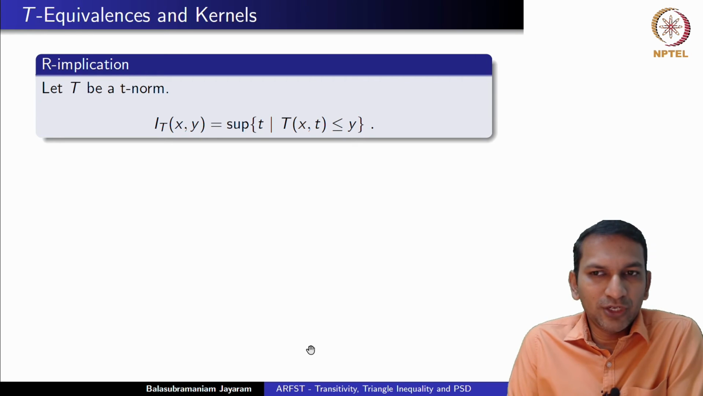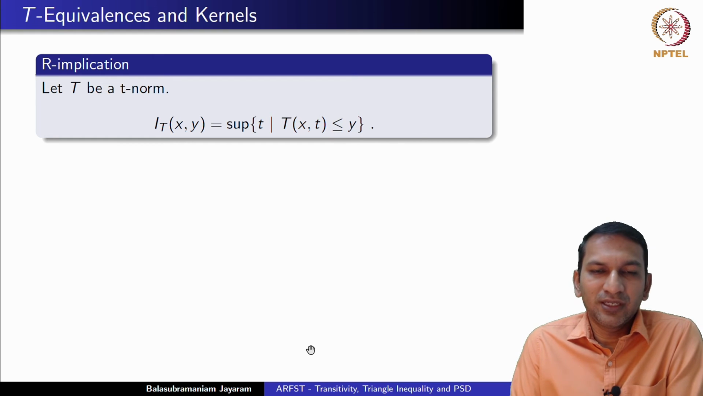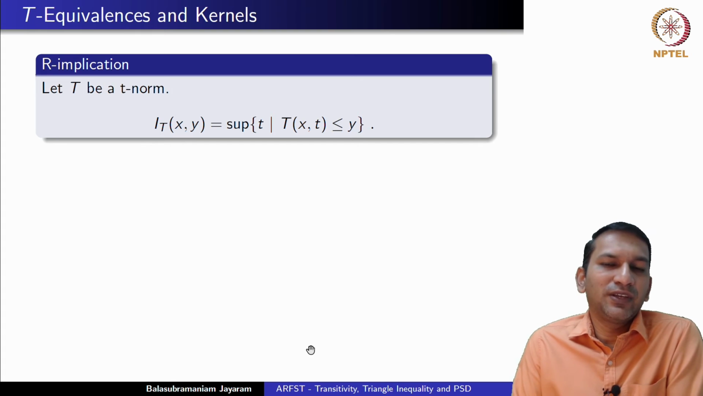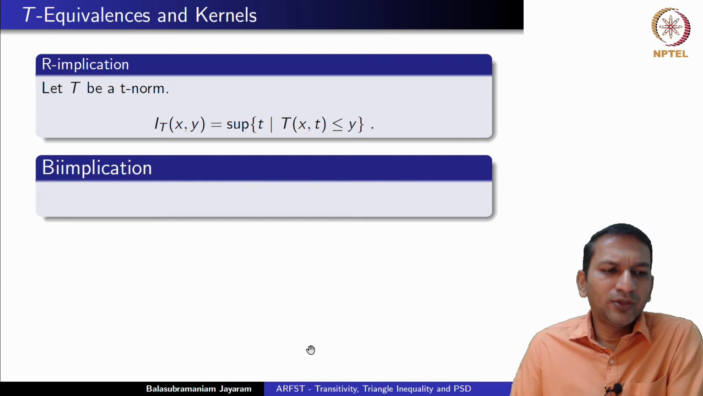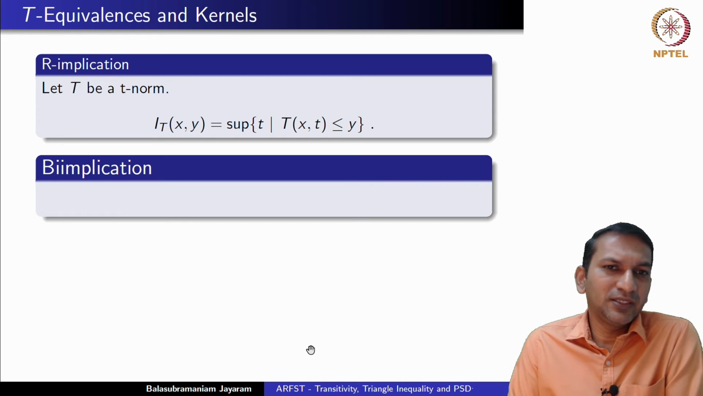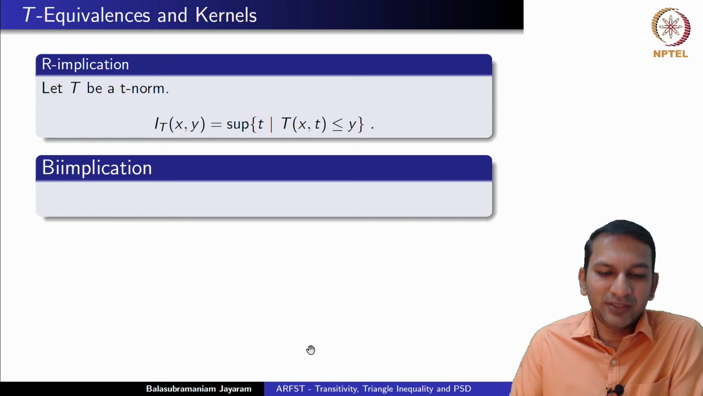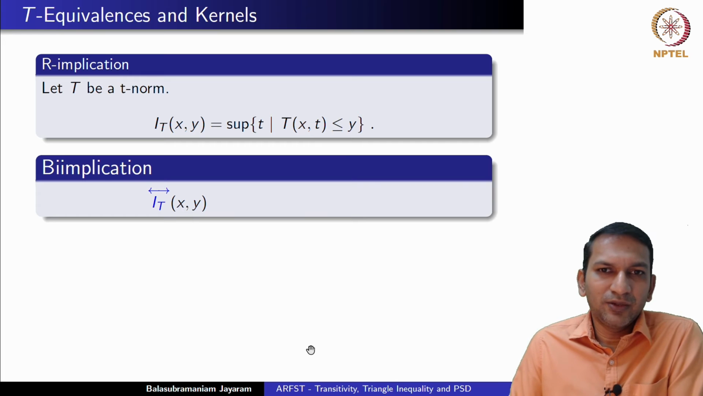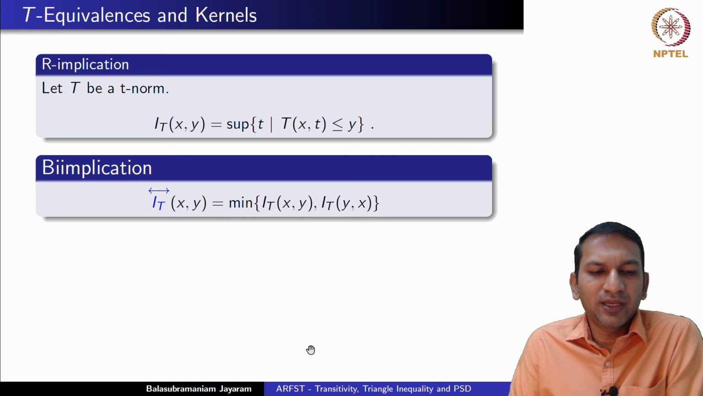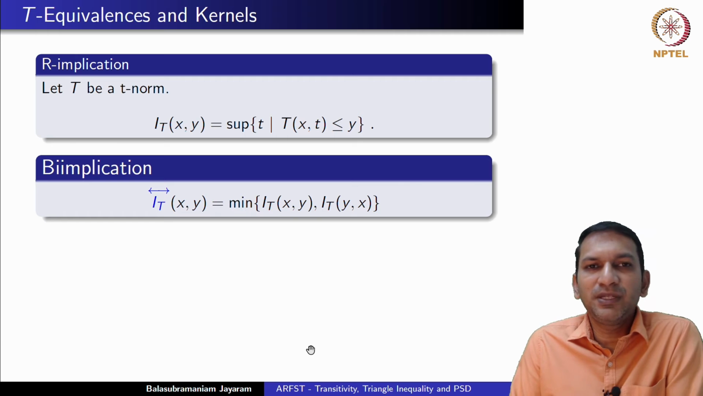This must be pretty fresh in your mind. If you take a T-NOC, the corresponding R implication can be defined as follows. It is denoted as IT. IT of x,y is nothing but the supremum of all those t's such that T of x,t is less than or equal to y. Now that's the R implication. We can also obtain a biimplication from a given implication, but in this case we will just concentrate on obtaining this from the family of R implications. So we'll denote it like this, IT with a double-headed arrow on top. It is defined simply as min of IT of x,y comma IT of y,x. So this is called a biimplication. Essentially it says the minimum of A implies B and B implies A.